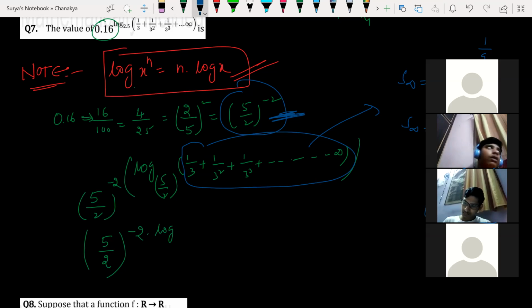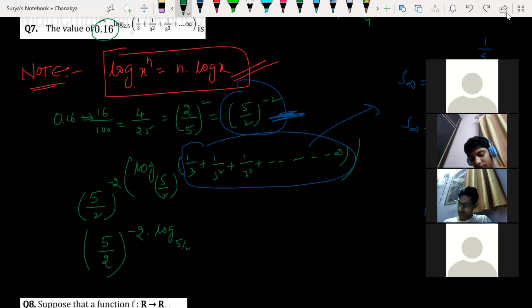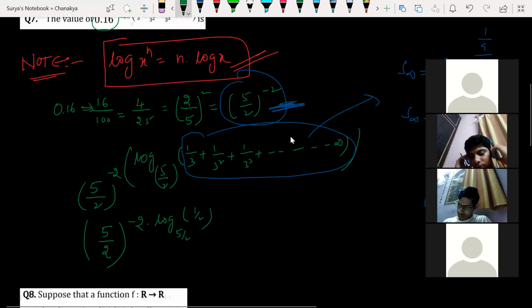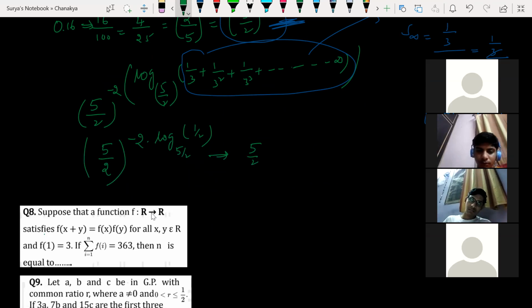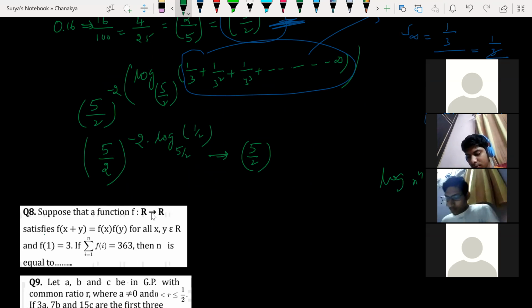All right. So now minus 2 into log 5 by 2 as it is. Log in base 5 by 2, we will write as it is, this part 1 by 2. Is it clear with everyone? Yes, sir. Now this can be written as 5 by 2 as it is to the power of... Now what I told you beta, whenever we have log x to the power of n, I can write n into log x. This power will be jumping.